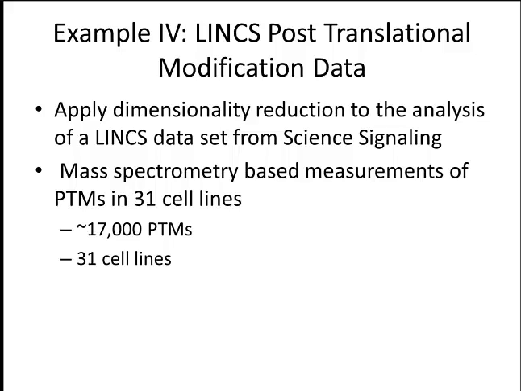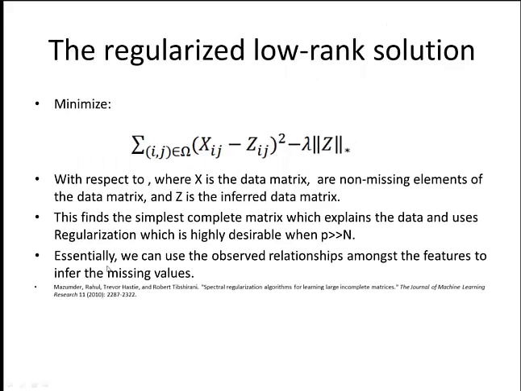Okay, back to links data. This is a slightly different example, and I'm using a slightly different approach to dimensionality reduction. The data set I'm using is from Science Signaling, and we're looking at profiles of post-translational modifications in 31 cell lines based on mass spectrometry. So we have about 17,000 post-translational modifications that we're looking at here, in 31 cell lines. Now, because we're using mass spectrometry in this data, we're not always able to pick out the peak, so we're getting quite a lot of missing values here.